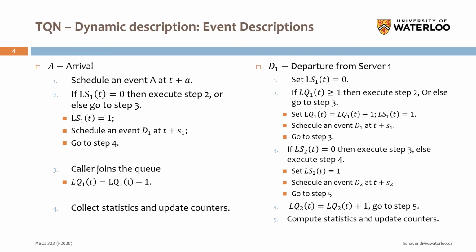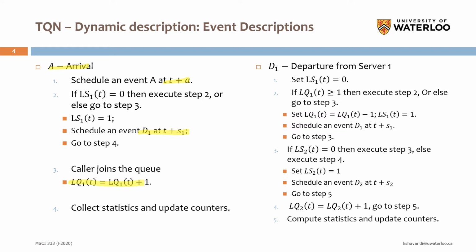For the logic of events for the arrival, at first we generate the next arrival at time t plus a, and then if the server is idle, then the server will take that arrival, so we need to schedule the departure event at time t plus s1 from server 1. Other than that, this new arrival will join the queue, right?